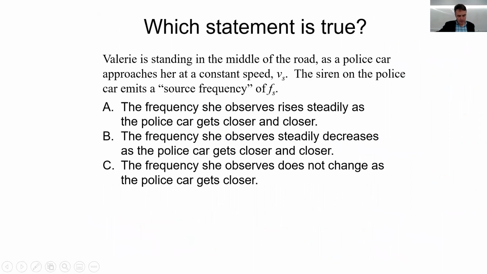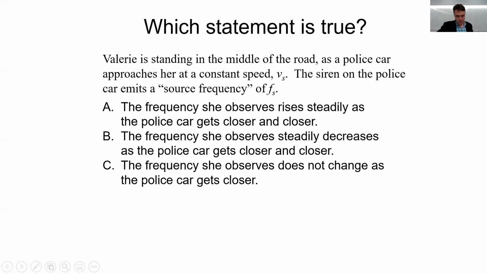Let's do a quick poll. Valerie is standing in the middle of the road and a police car approaches her. So you should never stand in the middle of the road. Usually you're standing off to the side, but the Doppler effect is a little difficult to picture if you're standing on the side of the road, because then there's an angle and everything. With both of these equations, the source is either moving directly towards you or directly away from you. So you have to stand in the middle of the road.